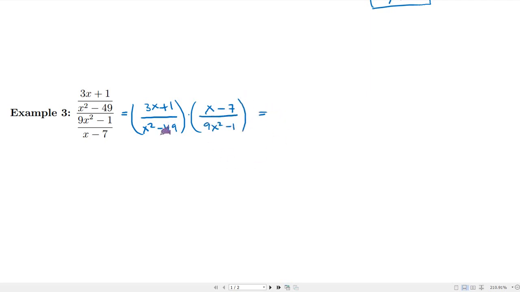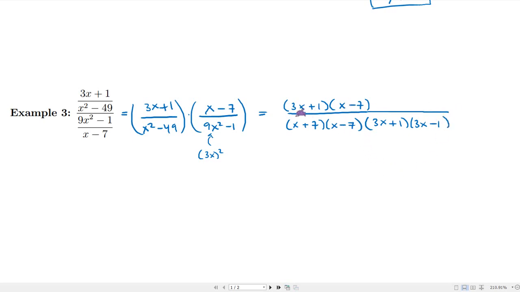Now, just like we had before when we were multiplying rational expressions, we have to factor in order to simplify. So the first one is 3x plus 1 times x minus 7. And what can we do down here? Well, that's a difference of squares, so that's x plus 7, x minus 7. This is a difference of squares. This is 3x squared, and that's 1 squared, so this is going to be 3x plus 1, 3x minus 1.